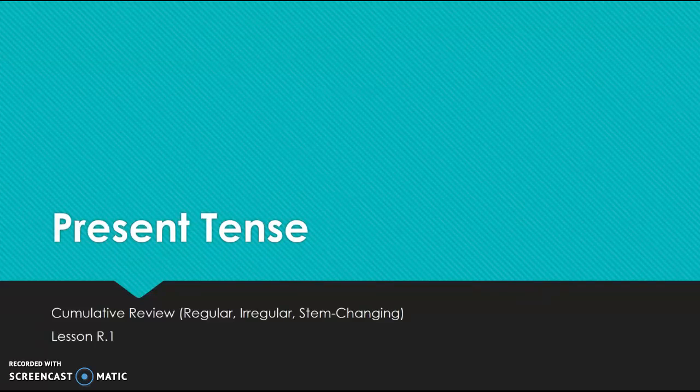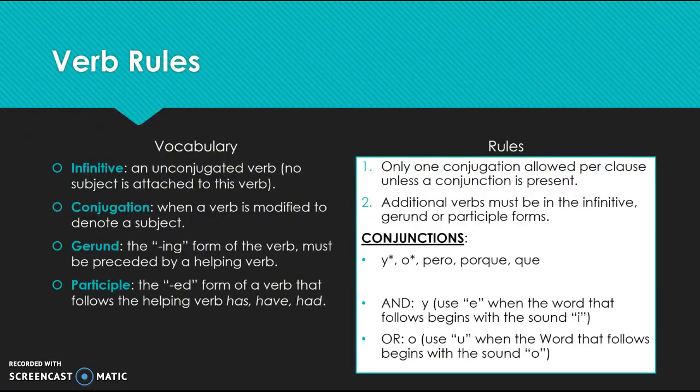Welcome to lesson R.1, the present tense in Spanish. This is a cumulative review of all regular, irregular, and stem-changing verbs, as well as reflexives. First, it's important to know the rules when dealing with verbs. There are four main vocabulary terms that help give you a perspective on these rules. Those vocabulary terms are an infinitive, conjugation, gerund, and participle.